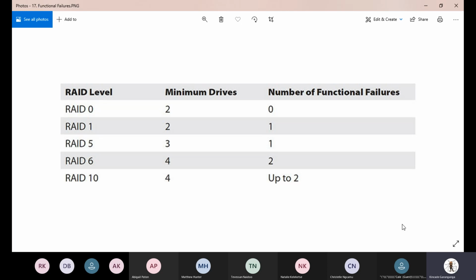So when you're looking at functional failures, what we actually mean by this is that with RAID 0, like I was mentioning, the minimum drives you need is 2. You cannot afford to lose anything here. That's the reason why I was saying it's not actually a RAID, because should you lose any drive, it means you lose a massive chunk of your data. And then on RAID 1, you've got a minimum of 2 drives. Number of functional failures 1, which means you can afford to lose 1 drive in that environment and still be able to access your content from another one.